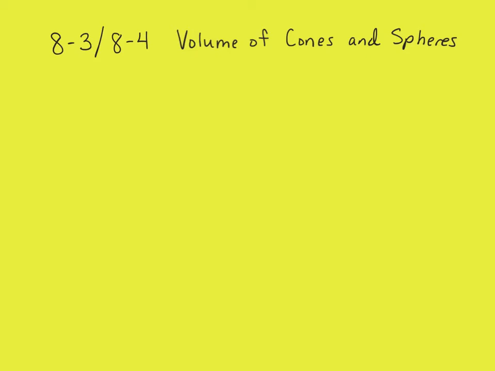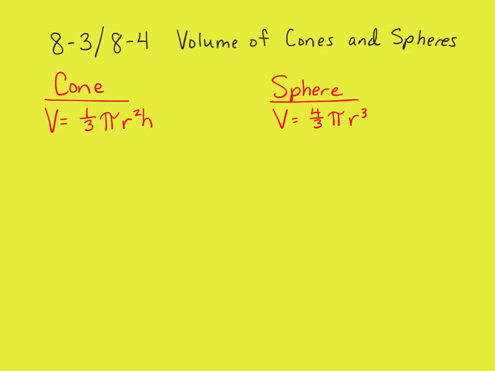Lessons 8.3 and 8.4 combined are about the volume of cones and spheres. In both of these cases, we're given a formula on the reference sheet. For a cone, the volume equals 1/3 pi r squared times the height. And for the sphere, the volume equals 4/3 pi r cubed. Notice that both of these are using pi and radius, which tells you we're dealing with circles. And of course, cones and spheres are both circular three-dimensional figures.